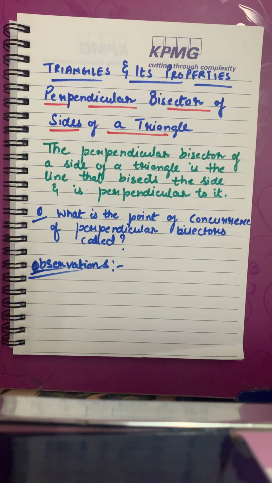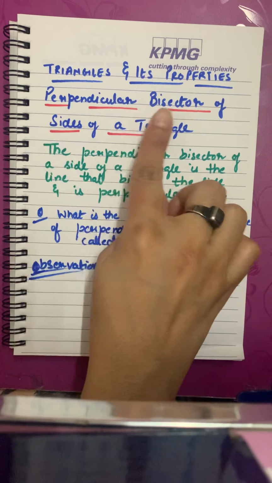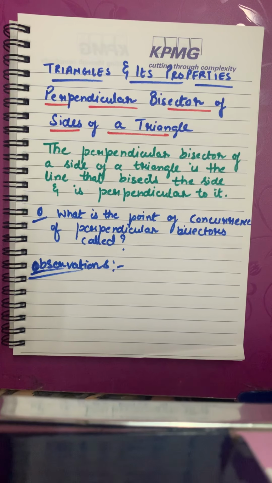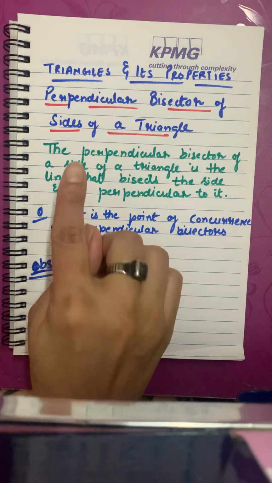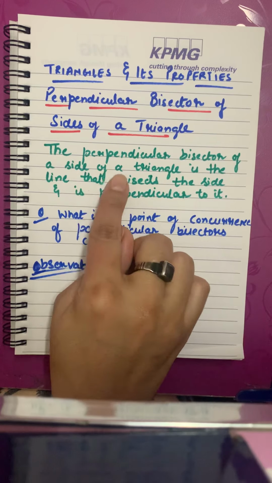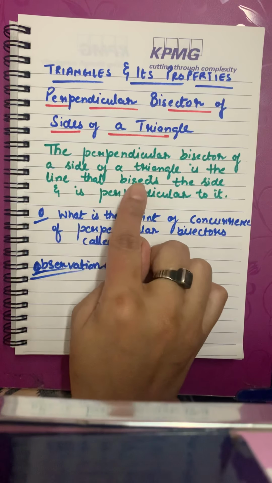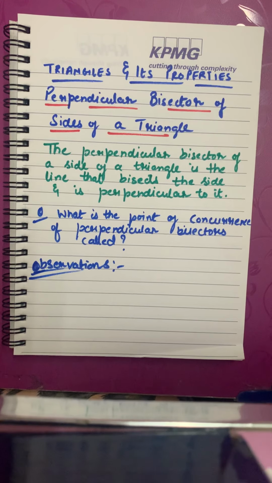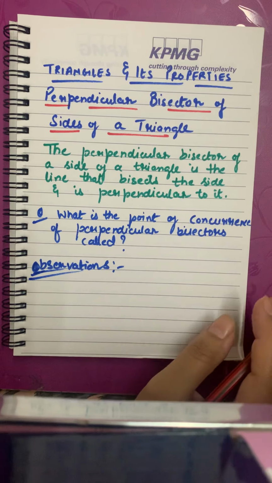Hello everyone. Today we are going to perform an interesting activity on triangles and its properties. The activity which we are going to do today is about the perpendicular bisectors of the sides of a triangle. Before we start the activity, I would just like to explain what a perpendicular bisector of a side is. The perpendicular bisector of a side of a triangle is a line that bisects the side and is perpendicular to it. Here I would explain what this means.